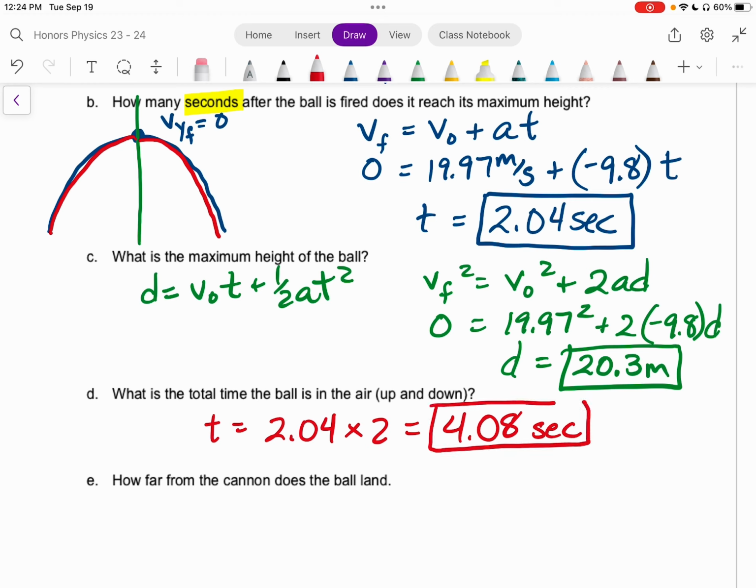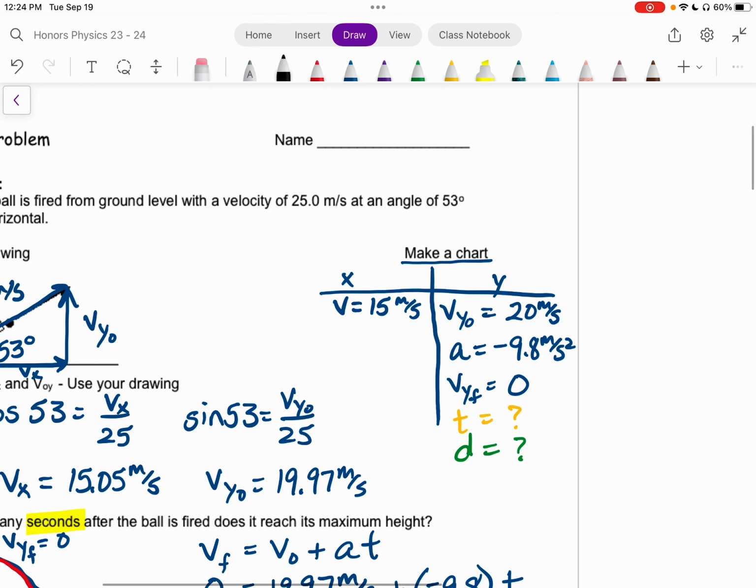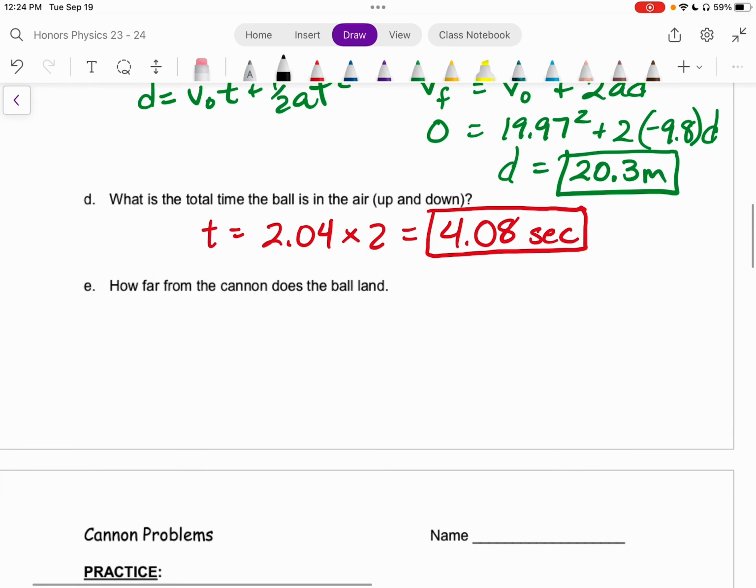And then how far from the cannon does the ball land? I'm going to go back up to this chart that I made and recognize that in the x direction, the only equation I ever use is distance equals velocity times time. And the only thing that can travel between these two columns is time. Then the question becomes, which time do I want to use?